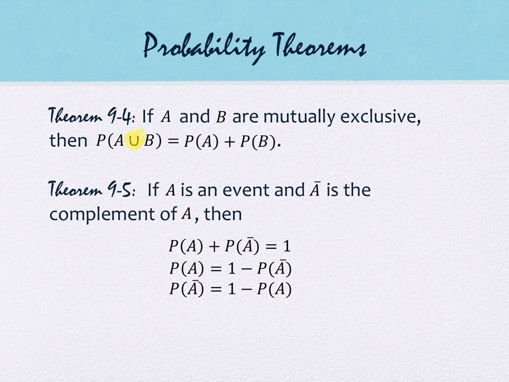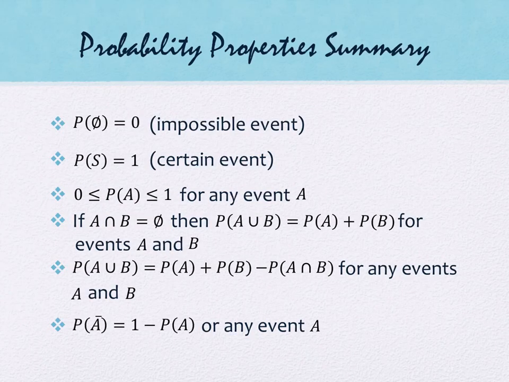Okay, the next list is really just a summary of all the things we've talked about. It's not anything different. It's got a little bit more terminology in it than we've talked about, but the first one is the probability of the empty set. The empty set is the set that has nothing in it. That probability is 0.